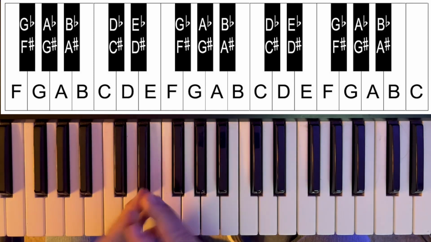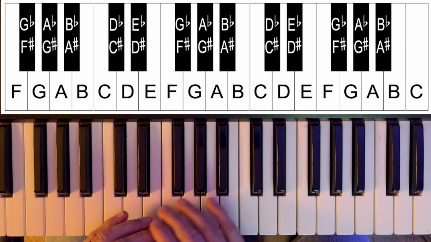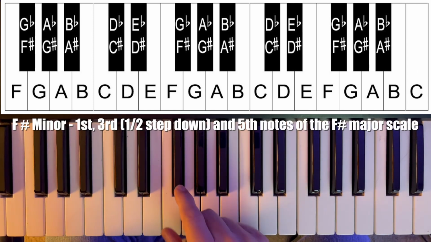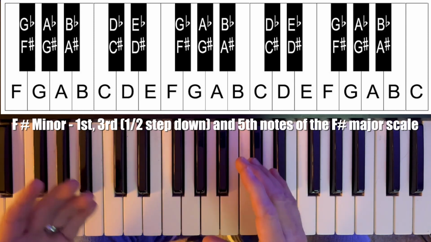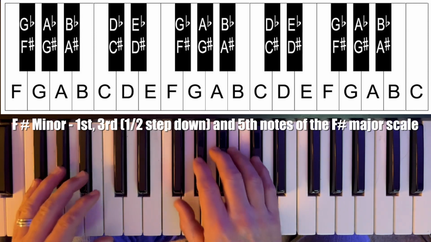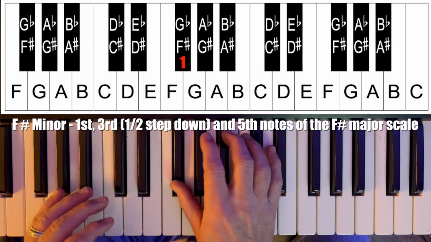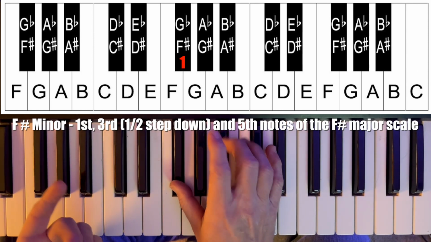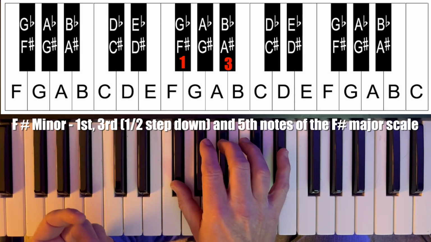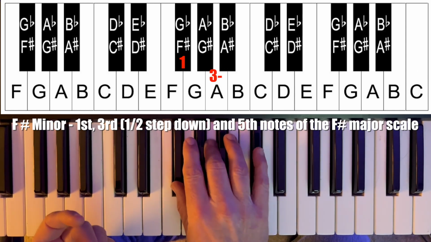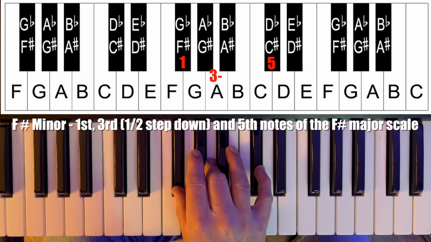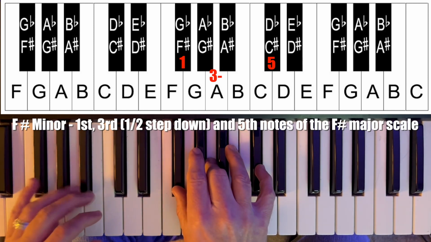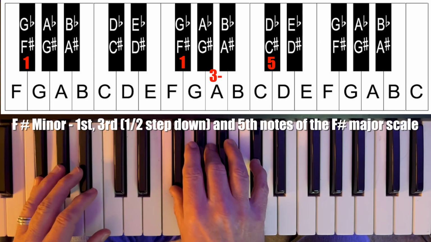And then our other chord in this progression will be taking the sixth note in the A major scale, which would be an F sharp, and making an F sharp minor. Not an F sharp major, but an F sharp minor, which would be the first note of the F sharp major scale. The third note will move down a half step to make the minor chord and add the fifth note in the scale. That is your F sharp minor.